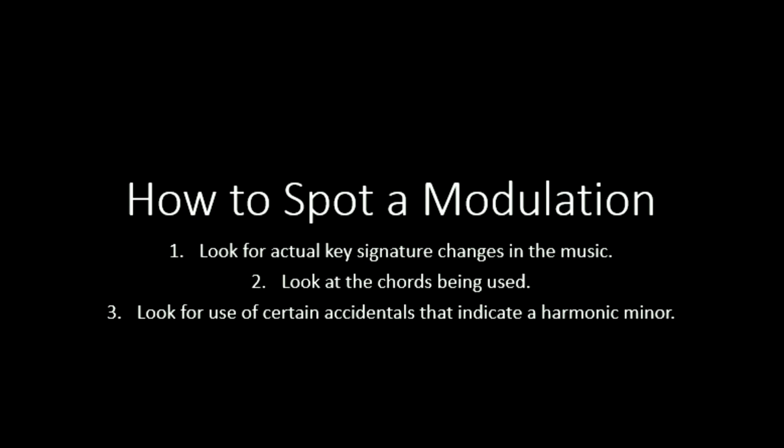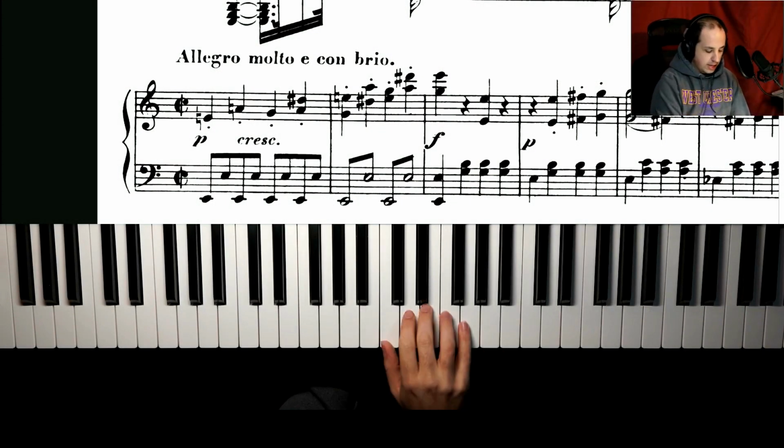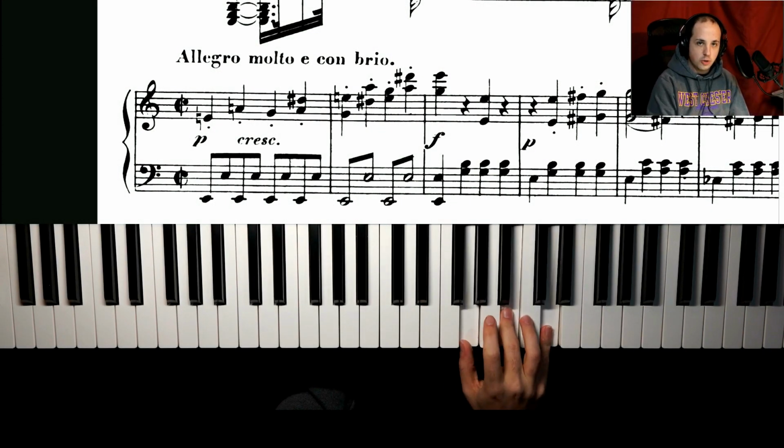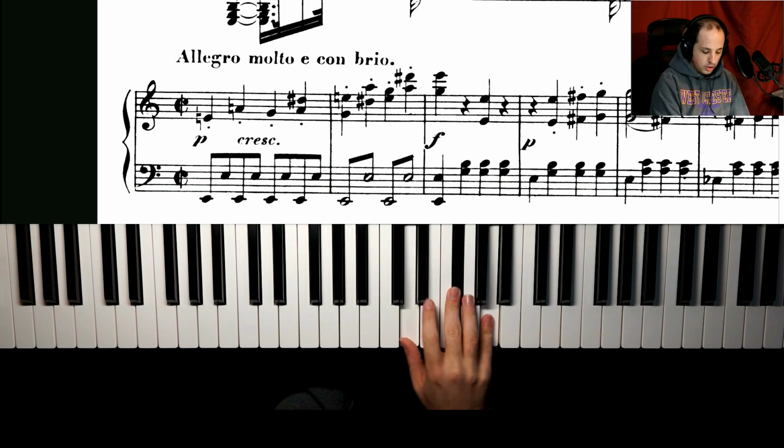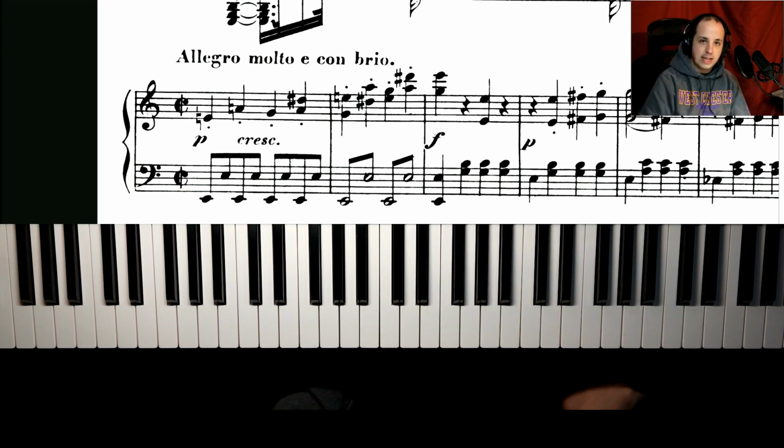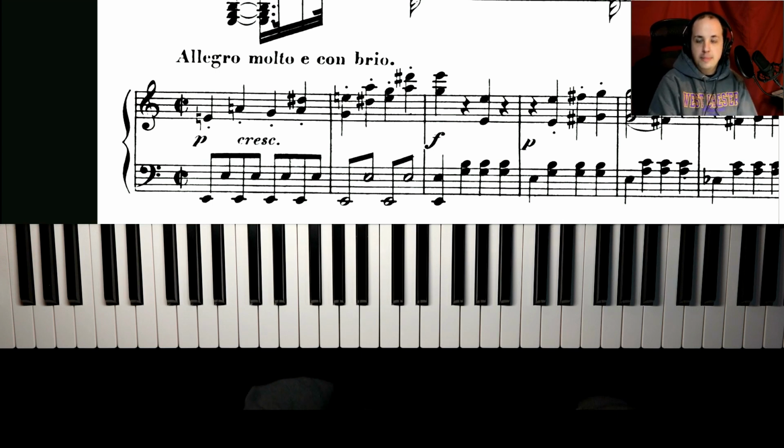Number 2 is you want to look at the chords being used. Again, for instance, if you're in C major, you're going to see a lot of C chords, F chords, and G chords. If you start seeing chords that don't even exist in that key, chances are that you've changed key. Makes sense.